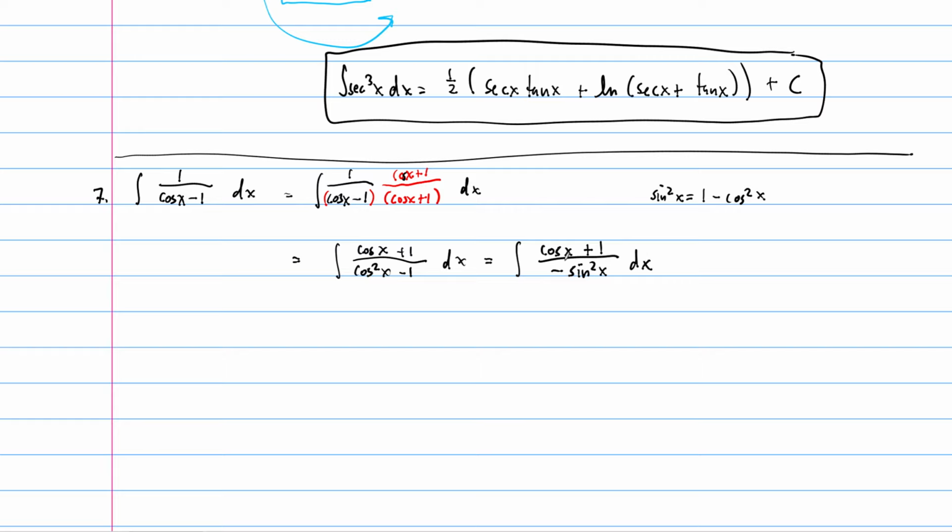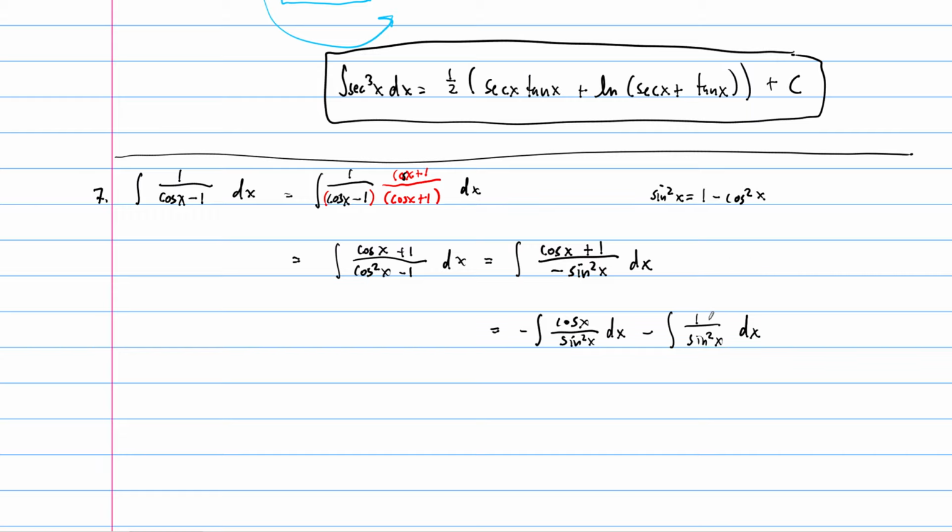And now that we have the sum in the numerator of our fraction, we can actually break this up. And we can bring out the minus sign, right? We can write this as minus the integral of cosine x over sine squared x dx minus the integral of 1 over sine squared x dx. I'll leave it like this for now. But that's a trig function that we know the antiderivative of.